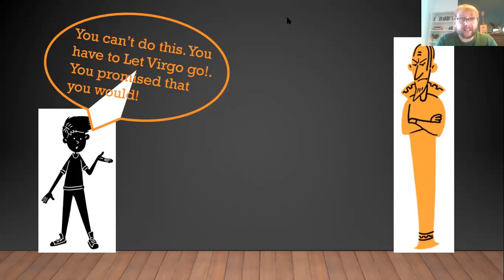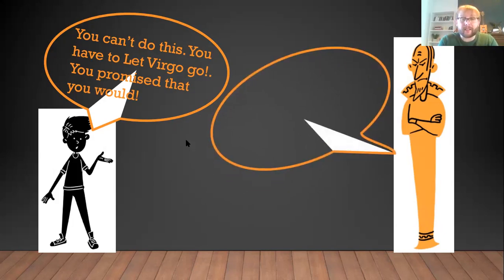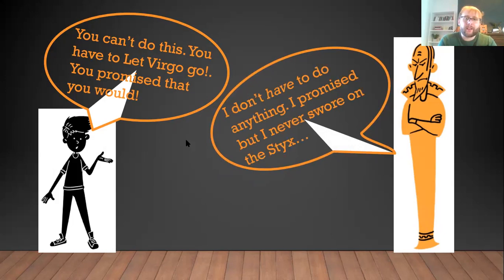We might expect to see Eliot saying something like this. "You can't do this. You have to let Virgo go. You promised that you would." Of course, Thanatos, being the antagonist, being the bad guy, we might not expect him to go along with that. We might expect him to argue. "I don't have to do anything. I promised, but I never swore on the sticks."